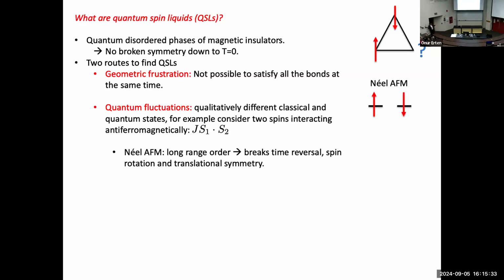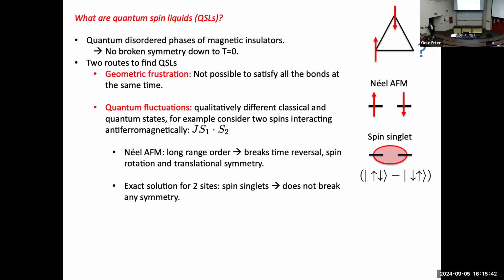Whereas if you solve this S_i·S_j, which I do in my undergraduate quantum mechanics class, you actually have a spin singlet, right? So a spin singlet does not break any symmetry. In principle, if you have these spin singlets resonating everywhere in your system, you would not break any symmetry, unlike a Néel antiferromagnet that breaks most of the symmetries of the Hamiltonian.